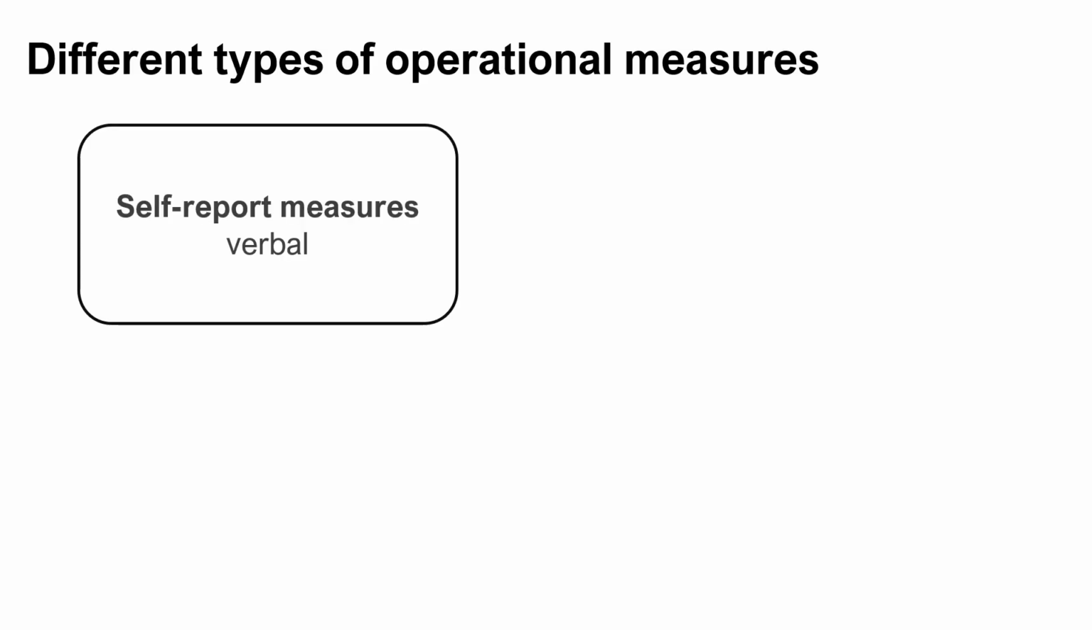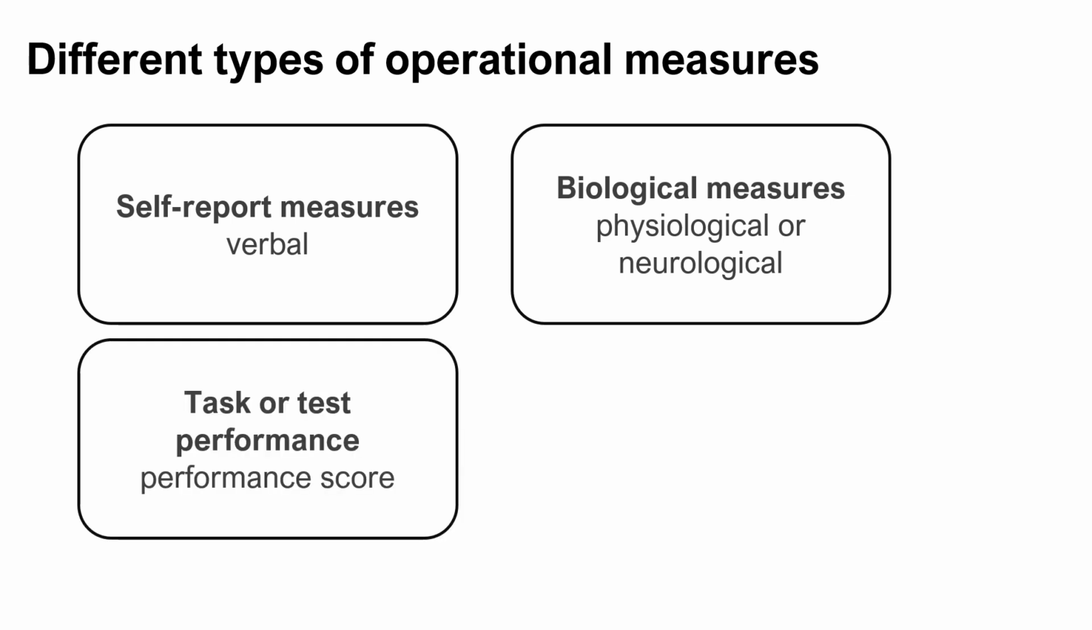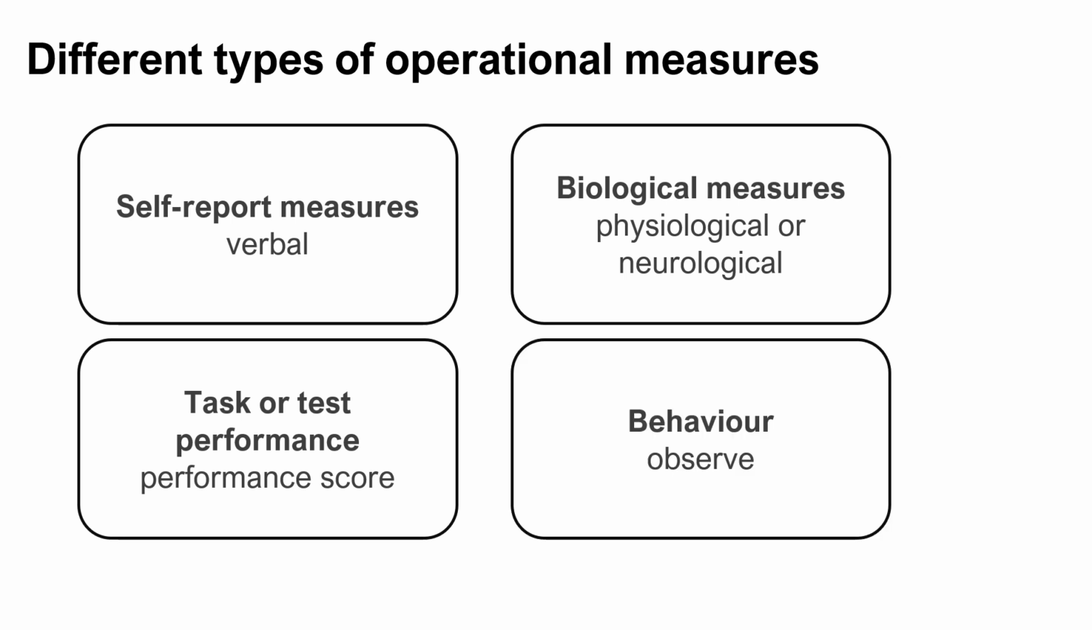Let's talk about some different kinds of operational measures. We've got self-report measures, biological measures, measures of task or test performance, and measures of behavior.